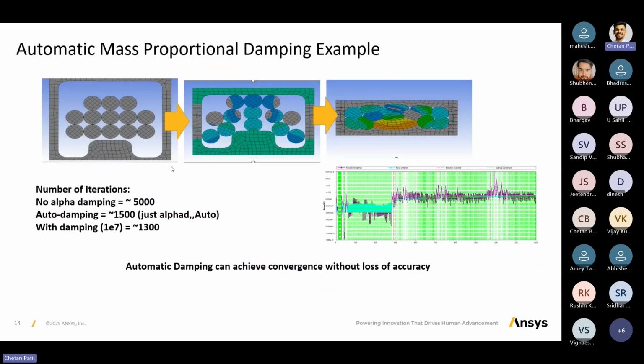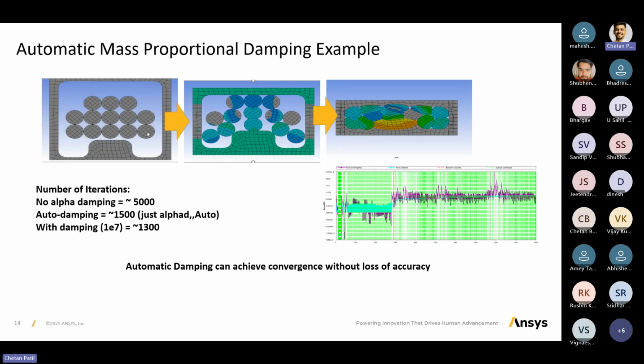Now coming to the dynamic simulations. Whenever we are solving a dynamic simulation, this is the new feature that has been introduced over here, that is automatic mass proportional damping. This is a new ANSYS feature which automatically adds a small amount of mass proportional damping only where it is needed during non-linear or contact heavy simulations.